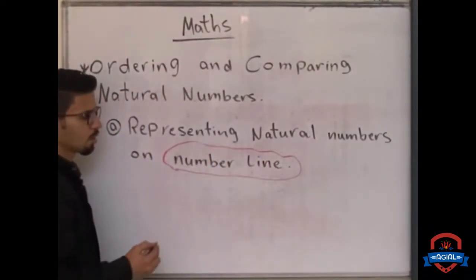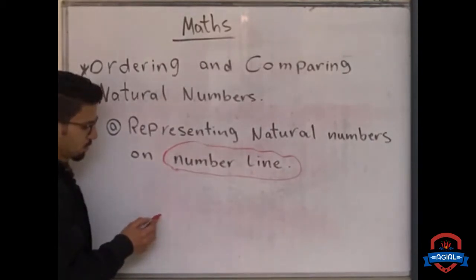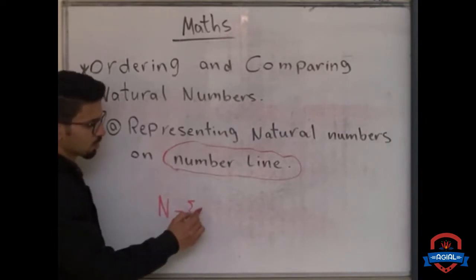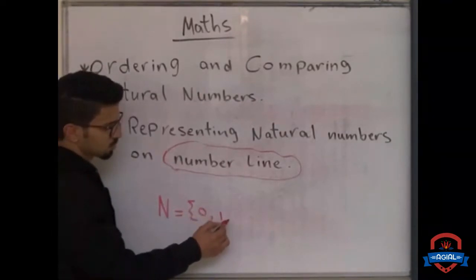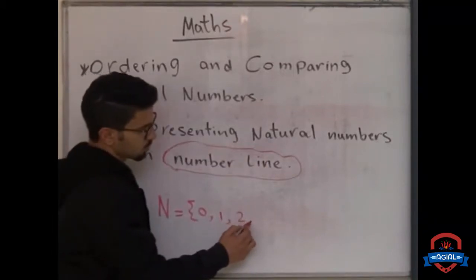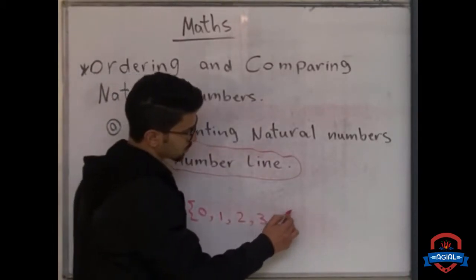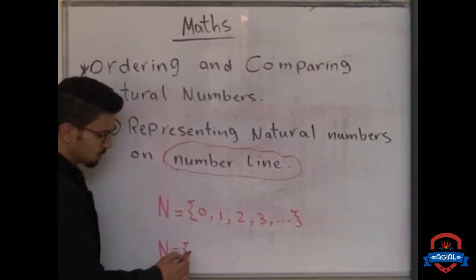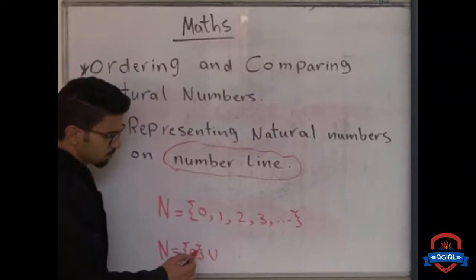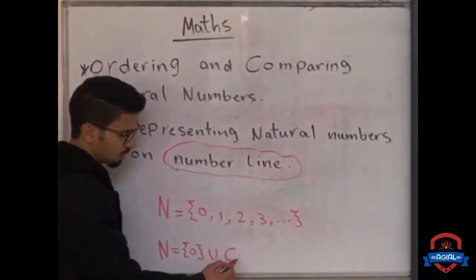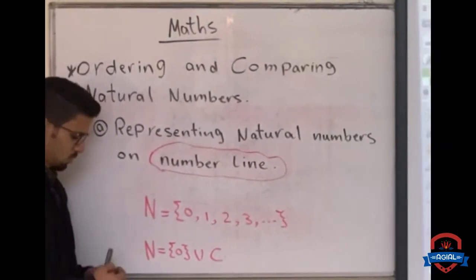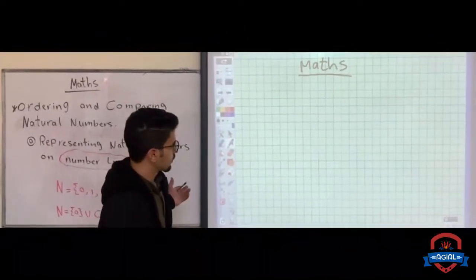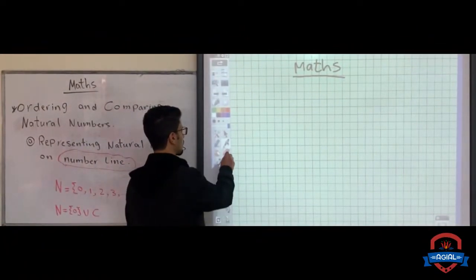But before we do it, we have to remember that the set of natural numbers is equal to 0 and the counting numbers 1, 2, 3 and so on. So we can say that the natural numbers is the union between the set of 0 and the set of counting numbers. So let's start with representing the set of natural numbers on the number line.